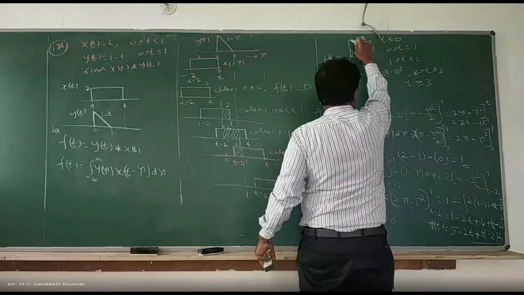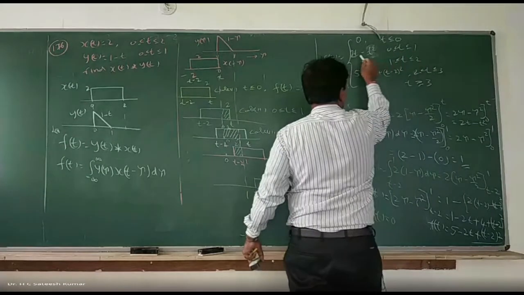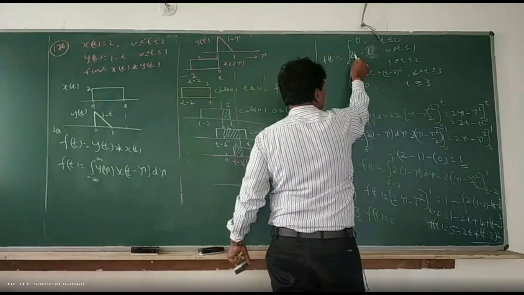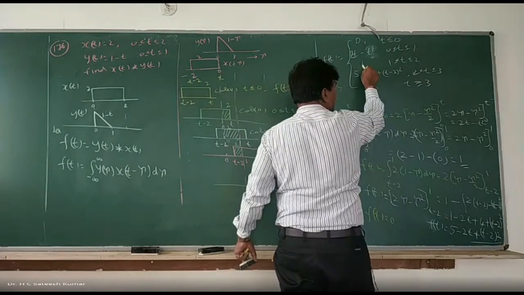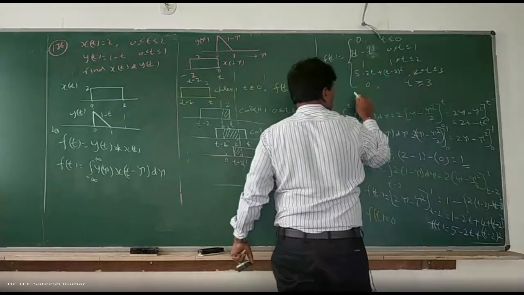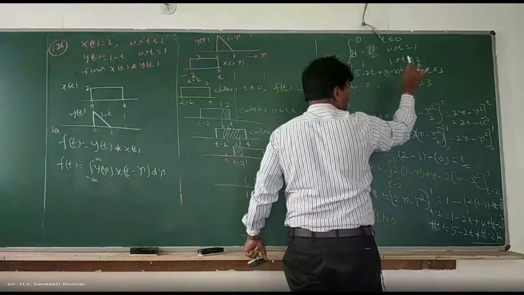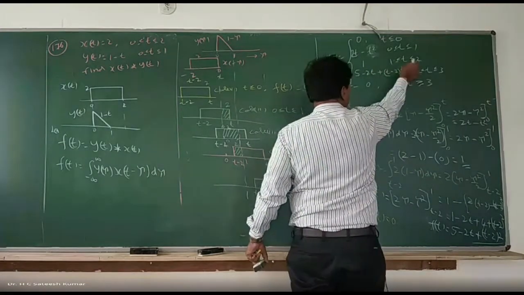When t is equal to 0, both of them are 0, it is correct. When t is equal to 1, 2 into 1 is 2, and 1 square is 1, 2 minus 1 is 1. You will get 1. When t is equal to 2 also, it is 1: 2 into 2 is 4, 2 minus 4 is... 5 minus 4 is 1. So here also it is 1.